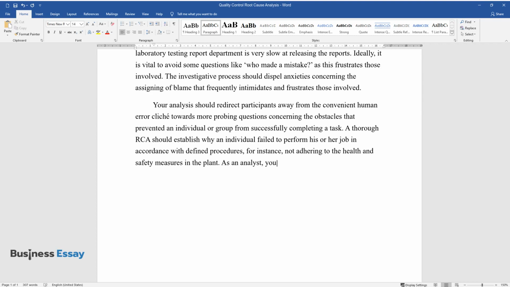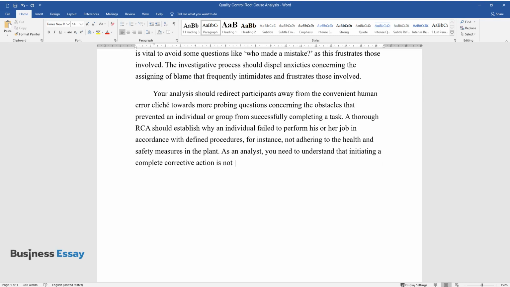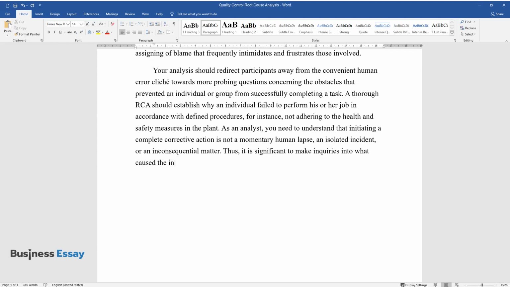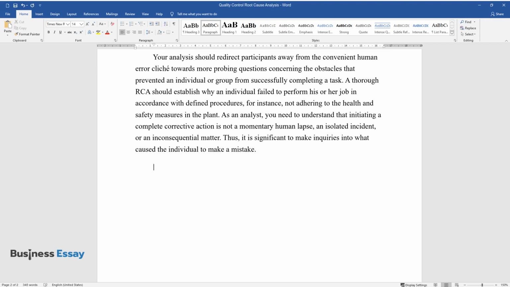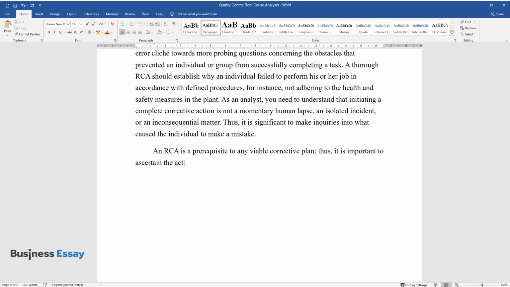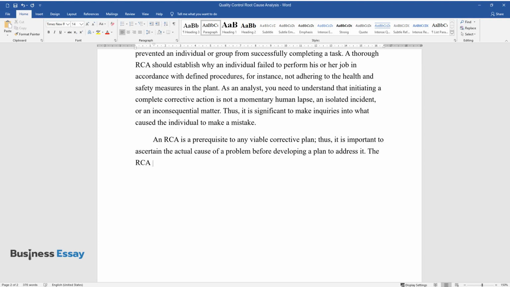As an analyst, you need to understand that initiating a complete corrective action is not a momentary human lapse, an isolated incident, or an inconsequential matter. Thus, it is significant to make inquiries into what caused the individual to make a mistake. An RCA is a prerequisite to any viable corrective plan, thus, it is important to ascertain the actual cause of a problem before developing a plan to address it.